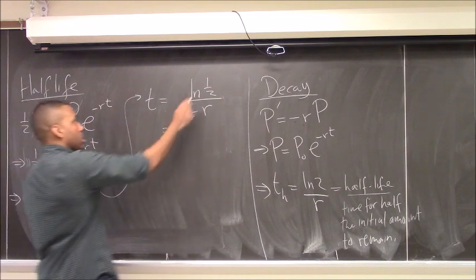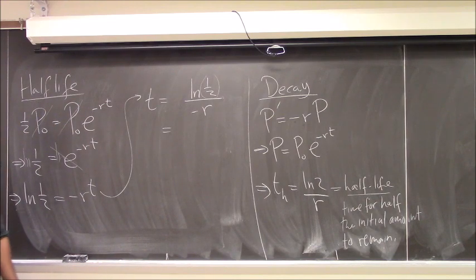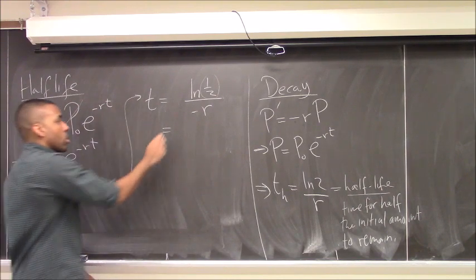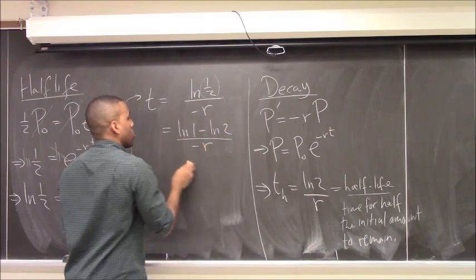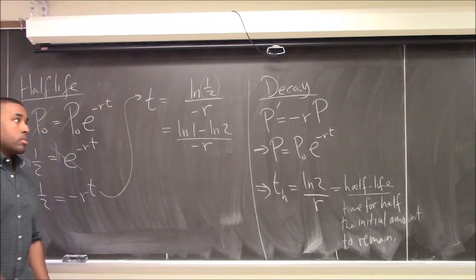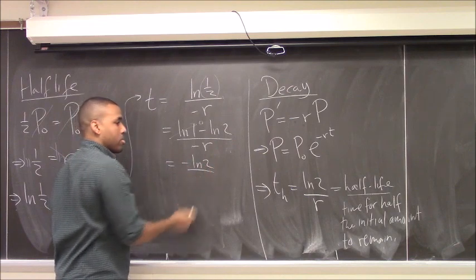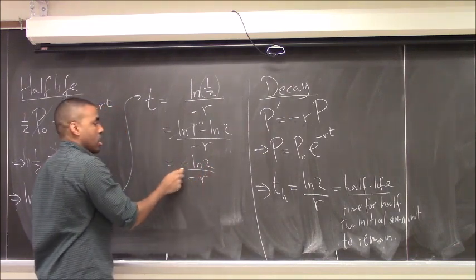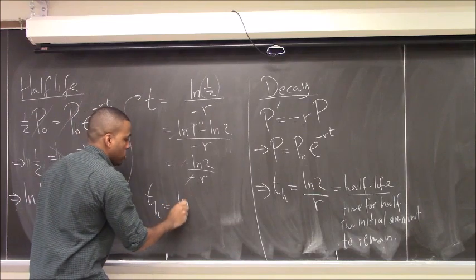How can you rewrite ln of a half? ln of 1 over 2. ln of 1 minus ln of 2, by the log rule. Oh. What's ln of 1? 0. Log of 1 is always 0. Oh, so I get minus ln of 2. You can't forget your log rules. Over minus r, the negatives cancel, so you get the half-life is ln 2 over r.